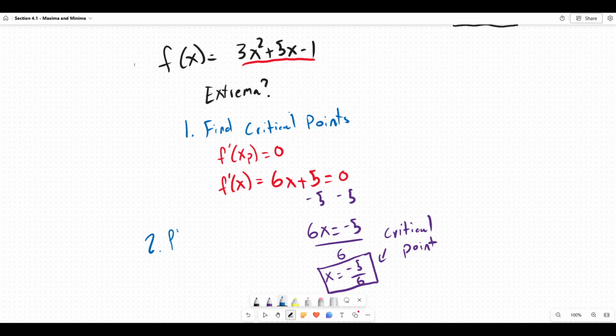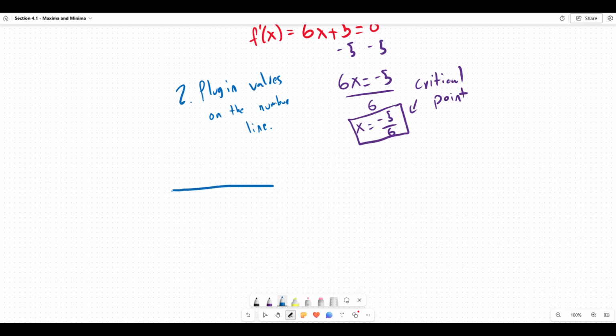We actually have to plug in values and check what type of values we get. Specifically, we're going to plug in values on the number line. Okay? So, we go to a number line. Sometimes this is called the first derivative test. And we know that negative 5 over 6 is important. So we're going to test some values around it.